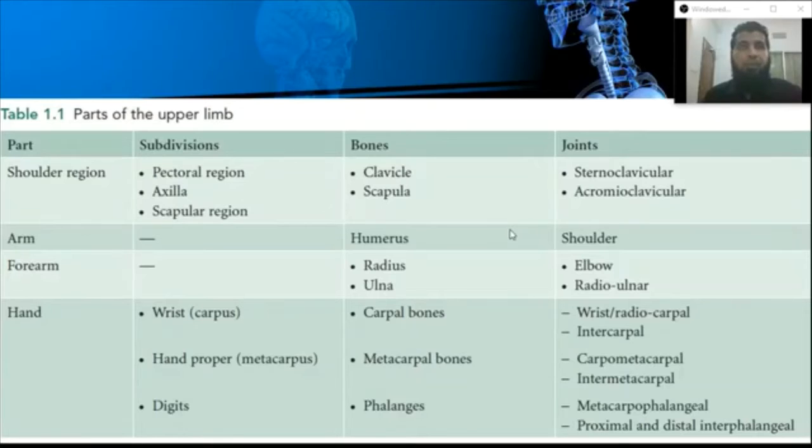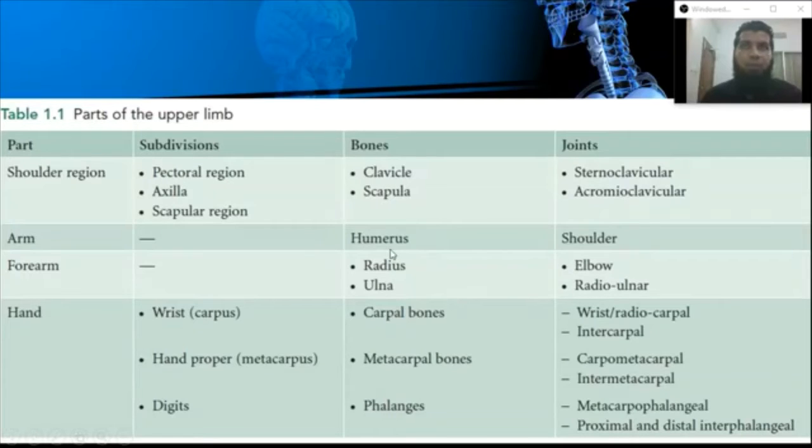About the superior extremity, first the parts of the upper limb. There are the shoulder region, arm, forearm, and hand. The shoulder region contains the pectoral region, axilla, and scapular region. In the shoulder region there are two bones, the clavicle and the scapula, and two joints, the sternoclavicular joint and the acromioclavicular joint.